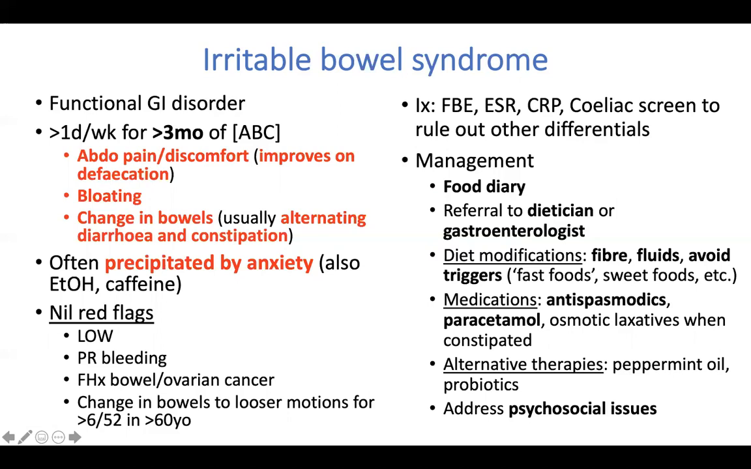Irritable bowel syndrome, essentially the classic thing you get is alternating diarrhea and constipation. You get bloating, and you get improved pain on defecation. Often in the stem, it's precipitated by anxiety, and you shouldn't have any red flags, okay? At least in the 4th year, we got an OSCE on it in terms of management. So that's there if you want to read it. I don't think it's too important.